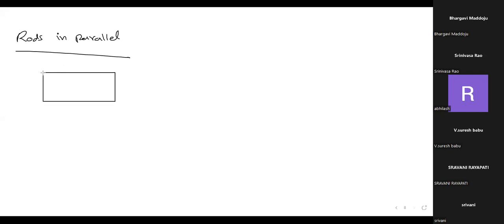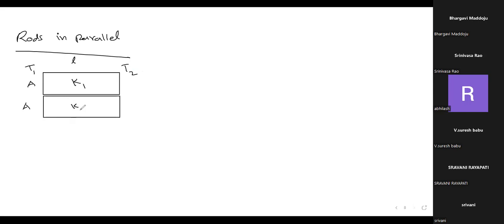This is one rod. This is another. Both are side by side. Both have the same length and the same area of cross section. Here the temperature at one end is T1, and the other end is at temperature T2. K1 is the thermal conductivity of the first rod and K2 is the thermal conductivity of the second.